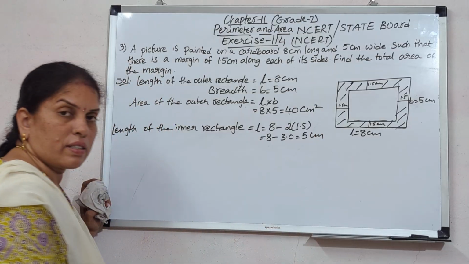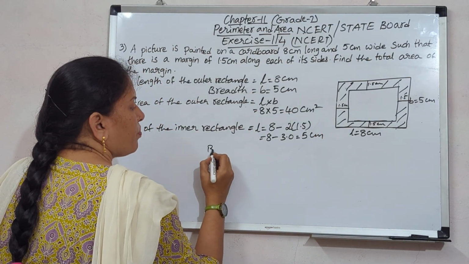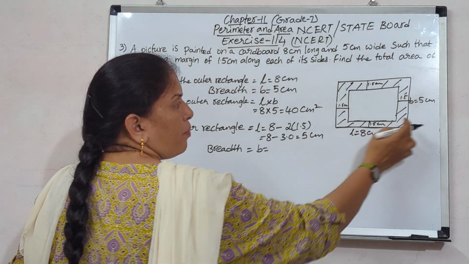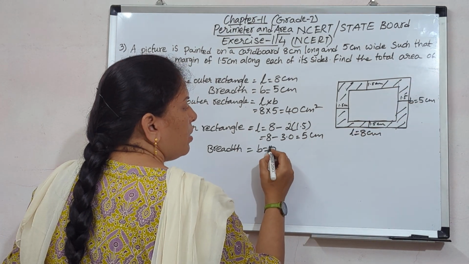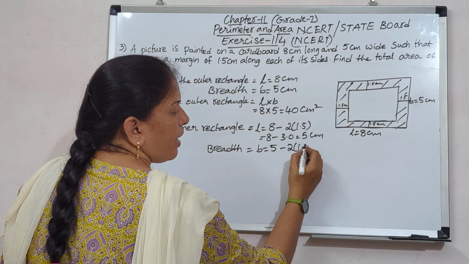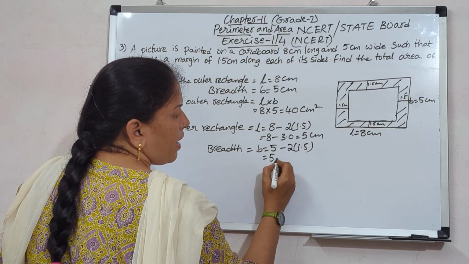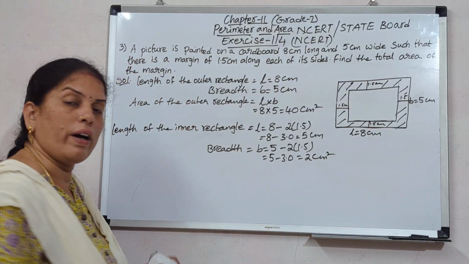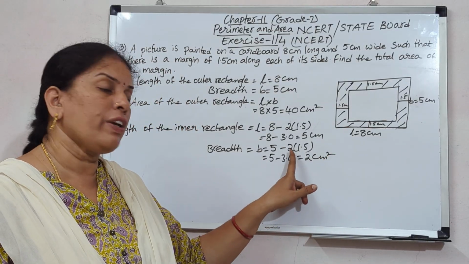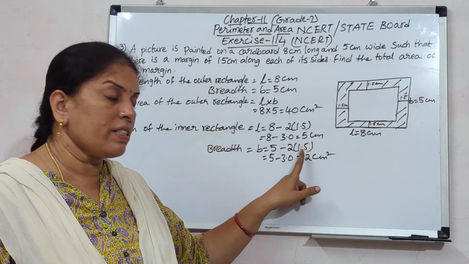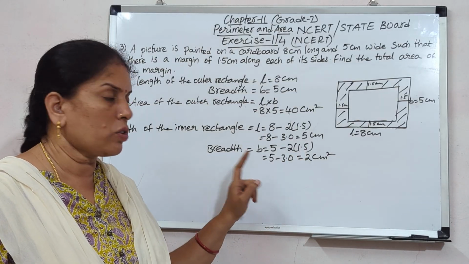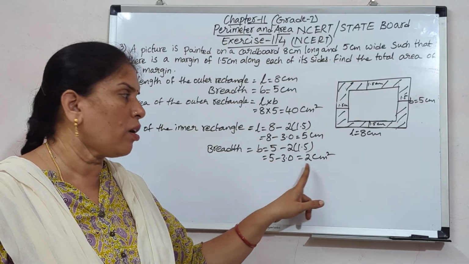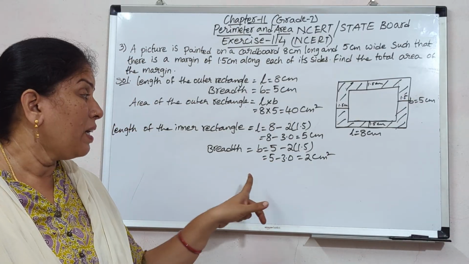5 centimeters. Breadth is the same way. What is the breadth here? 5 minus 2 times 1.5, so 5 minus 3.0 is equal to 2 centimeters. Why 3.0? 2 times 15 is 30, point after 1 digit, so 3.0 and 3 are the same only, no? 5 minus 3 is 2. 2 centimeters. This is the breadth.